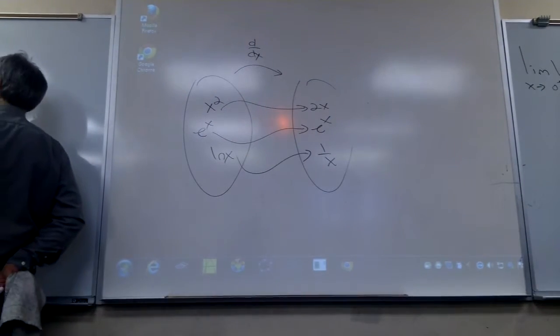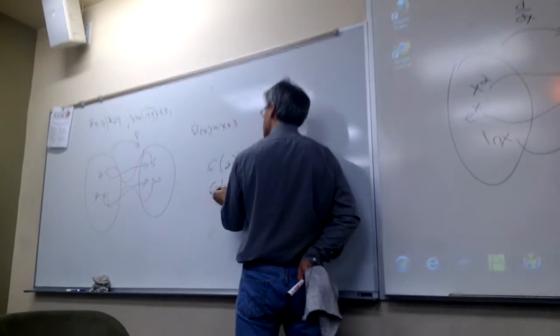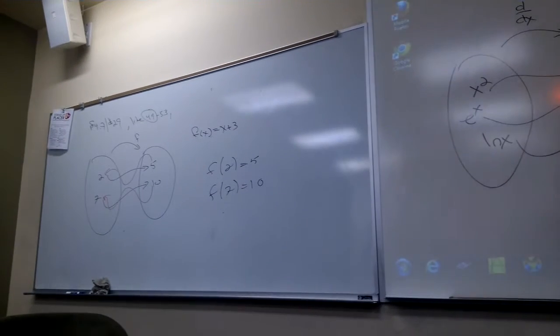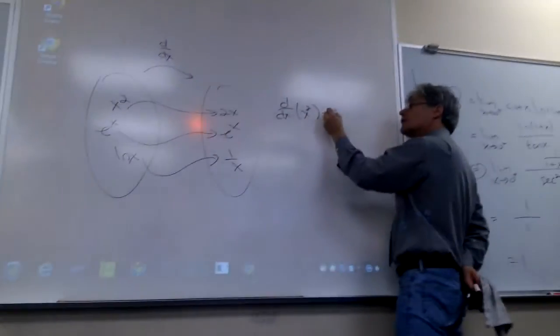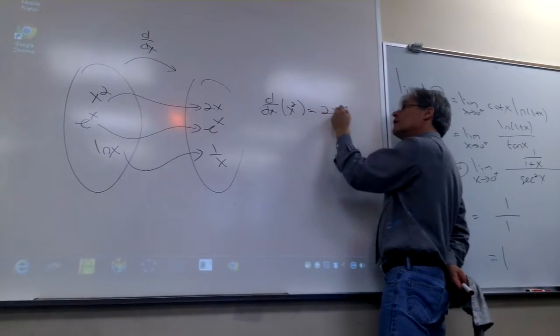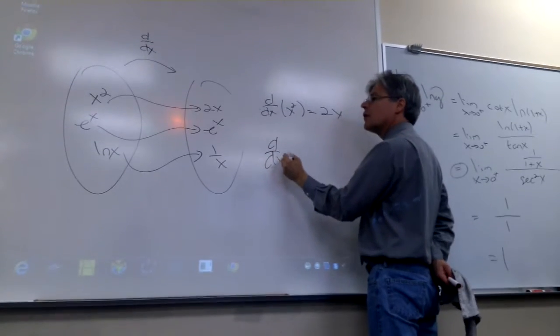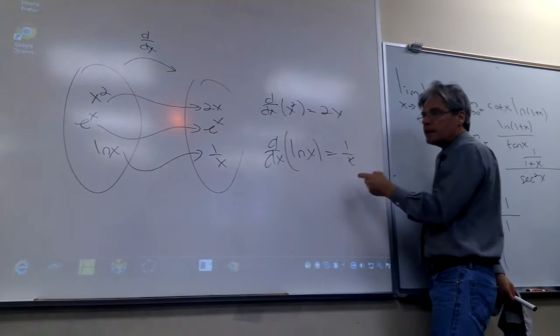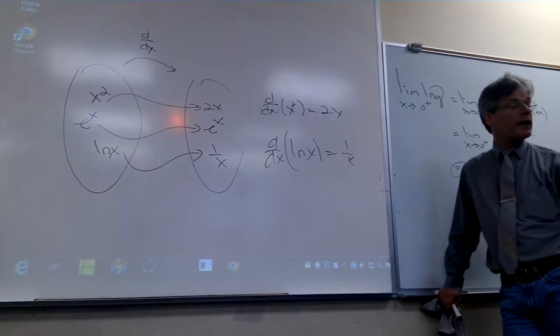What's f evaluated at 2? 5. What's f evaluated at 7? 10. And maybe over here I can say, well, this differential operator acting on x squared is 2x, and maybe this differential operator acting on the natural log of x is 1 over x. I think it operates sort of like the functions you and I had back in Math D.